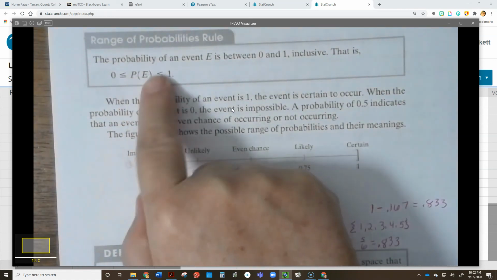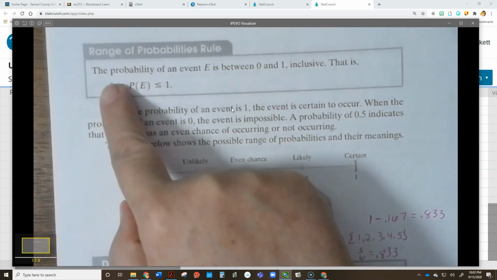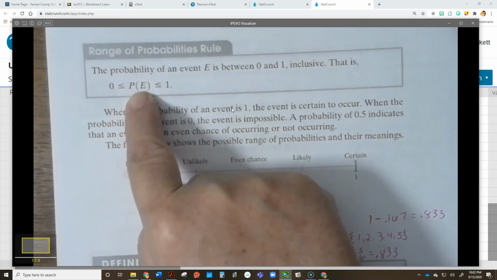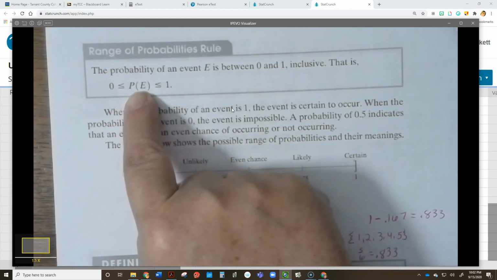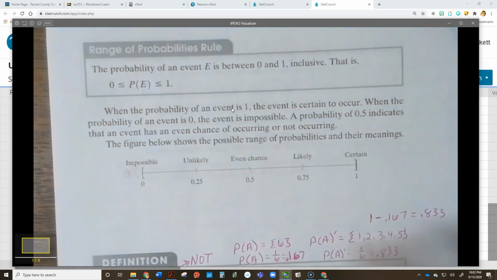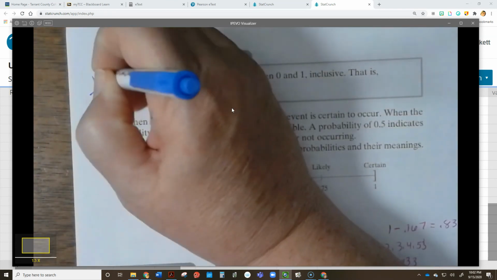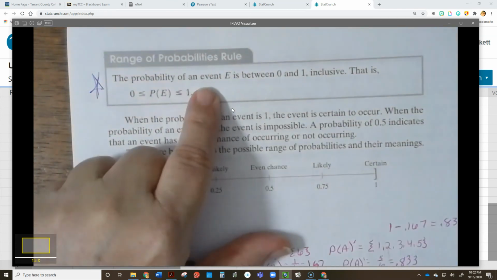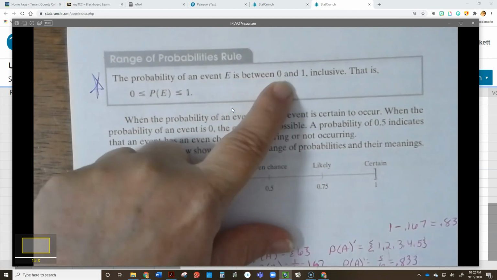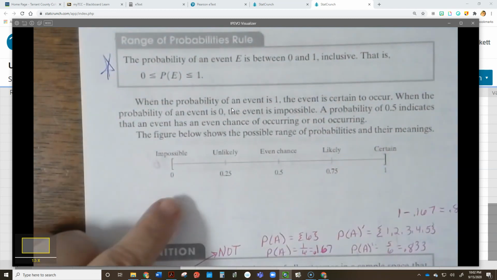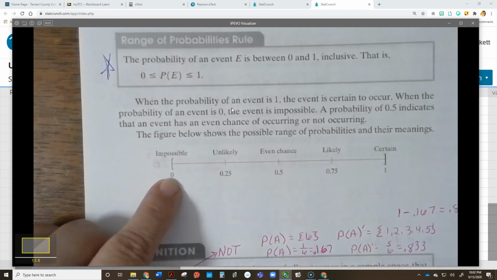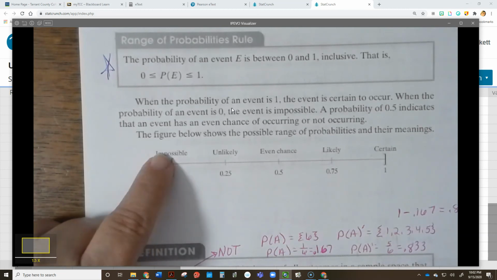So this did come out of your book, and this is a question, I think it's even a question on your final. So this is kind of a big deal. You might want to star this right here. The probability of an event is always between 0 and 1. If it is absolutely positively not going to happen, then the probability can be 0.